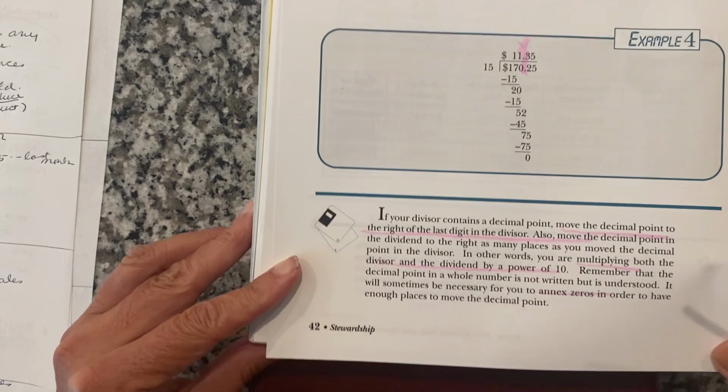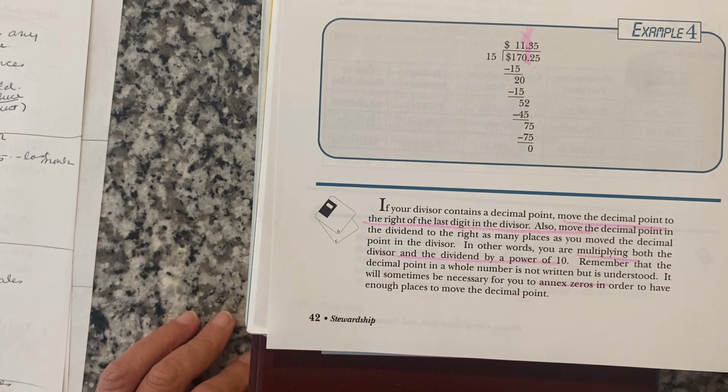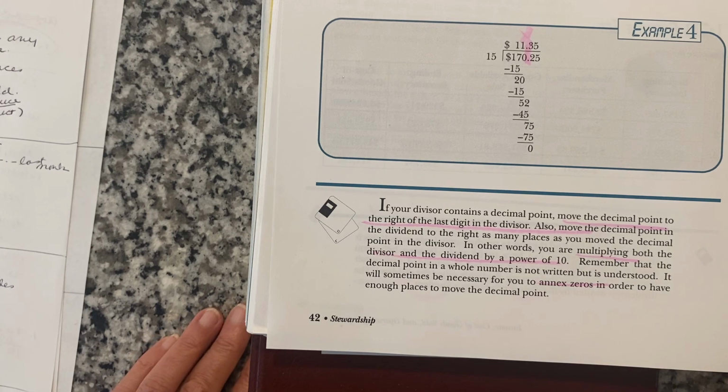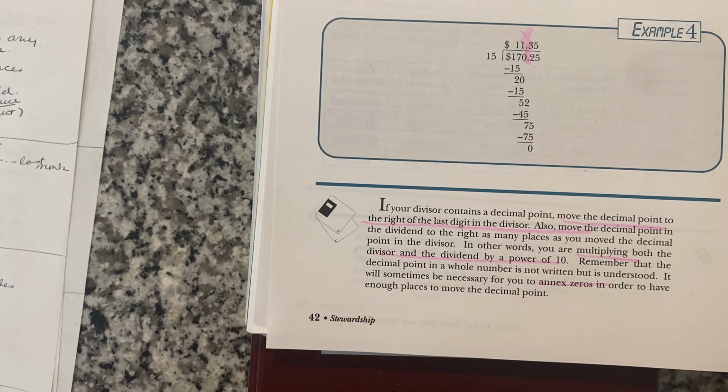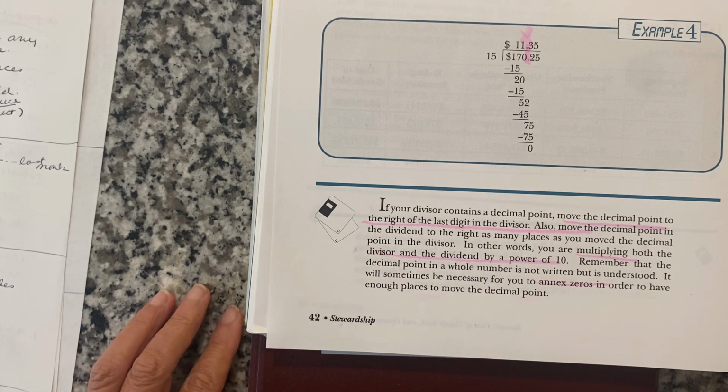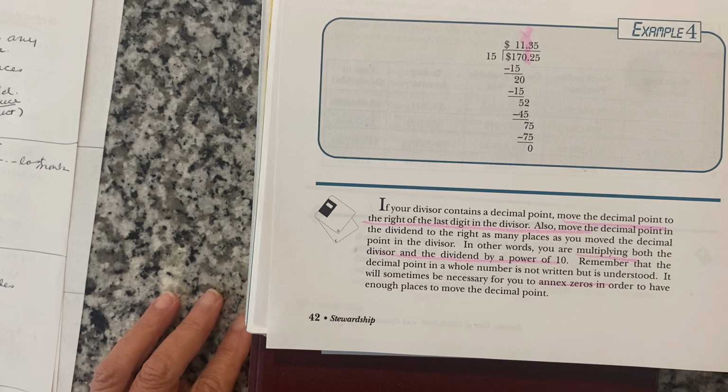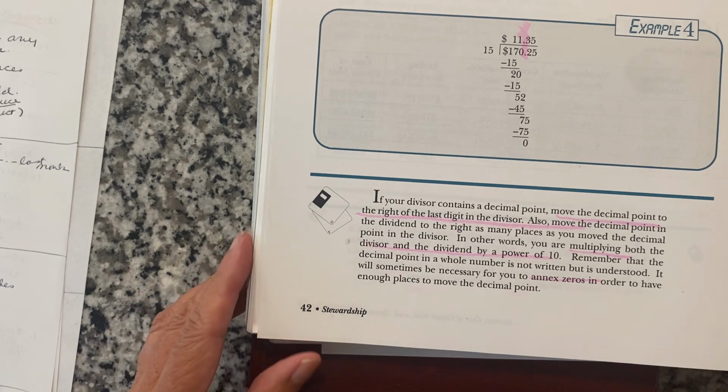So let's go on to this last part. If your divisor contains a decimal point, move the decimal point to the right of the last digit in the divisor. Also move the decimal point in the dividend to the right as many places as you moved the decimal point in the divisor. In other words, you are multiplying both the divisor and dividend by a power of 10. Remember that the decimal point in a whole number is not written, but is understood. It's sometimes necessary to annex zeros in order to have enough places to move the decimal point.